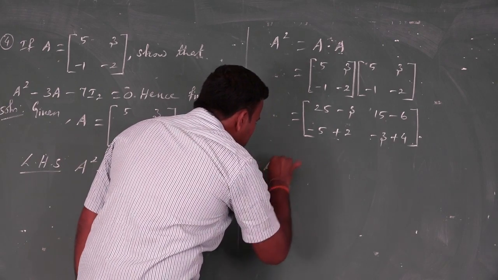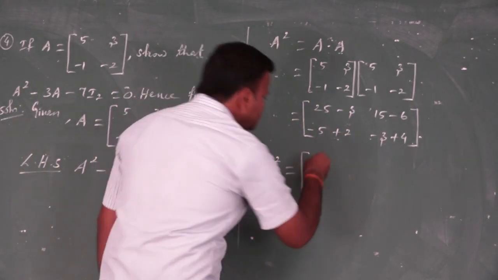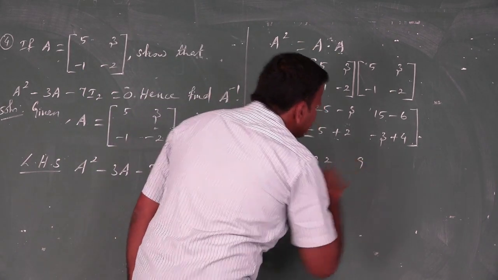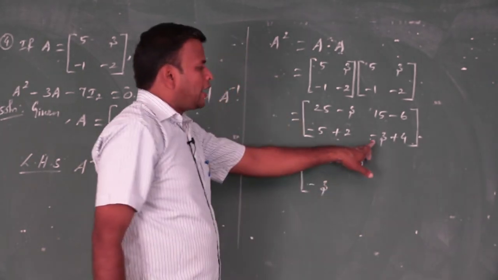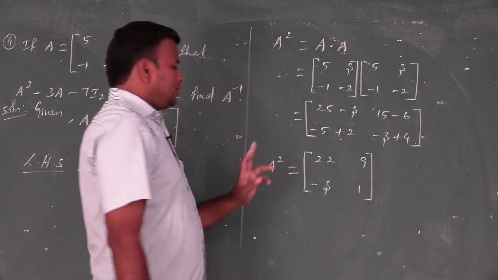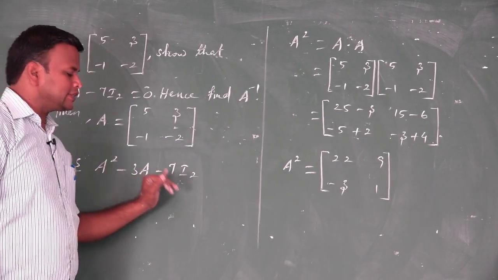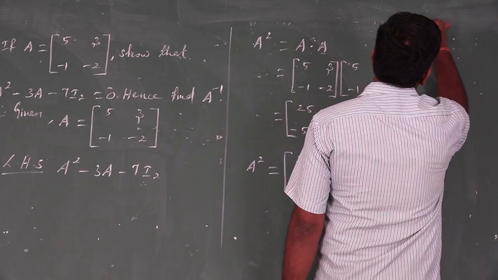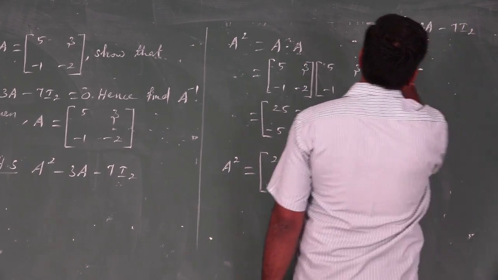So the value of A square is: 25 minus 3 is 22, 15 minus 6 is 9, minus 5 plus 2 is minus 3, minus 3 plus 4 is plus 1. So we found A square. Now we find A square minus 3A minus 7I2.